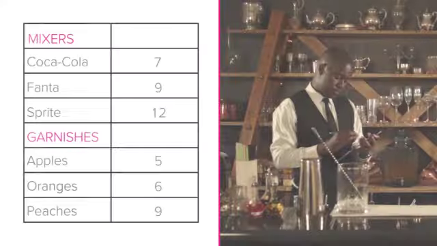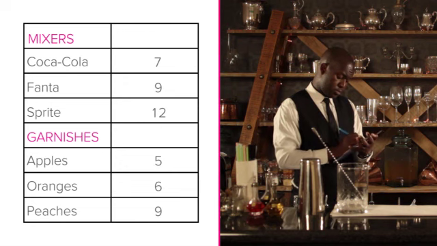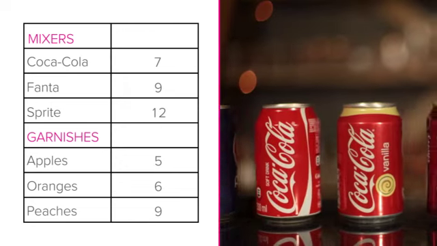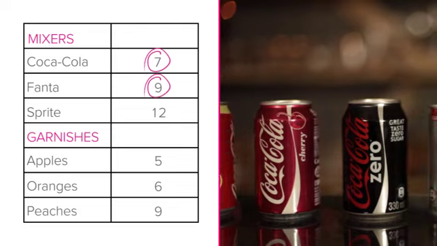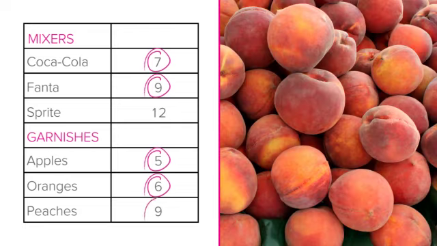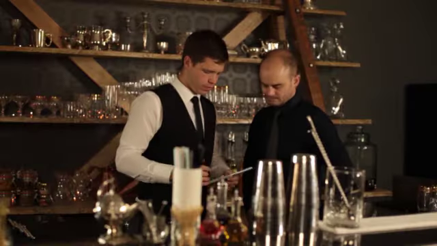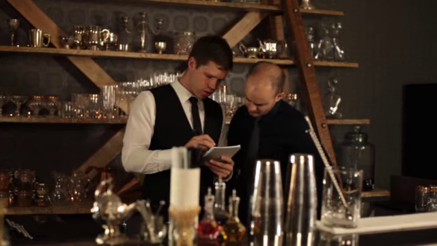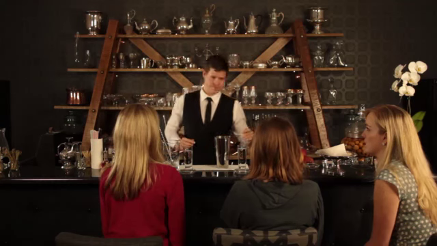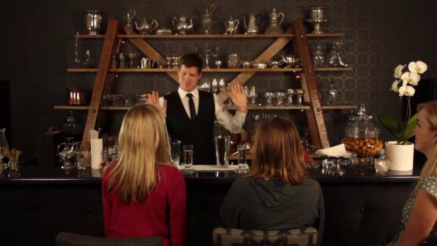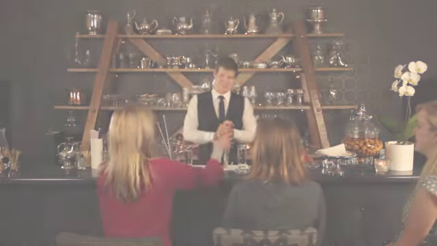According to our list, what are we going to have to order more of? Write down your answer quickly. You're right if you said we need to order more Coca-Colas, Fantas, apples, oranges and peaches. With this knowledge, we can inform our manager what we need to order. If we don't do this, it is very likely that we'll run out of these items.